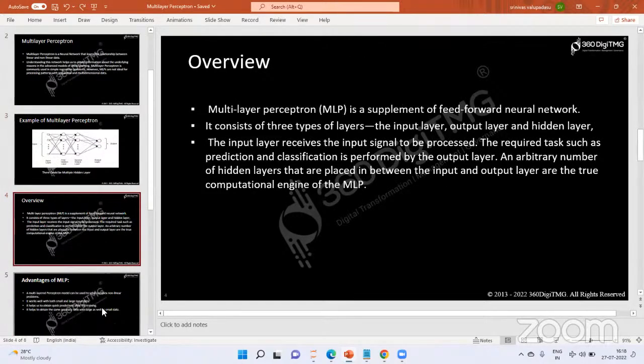Overview of the multi-layer perceptron. It is a supplement of feed-forward neural networks. It consists of 3 layers: the input layer, the hidden layer, and the output layer.